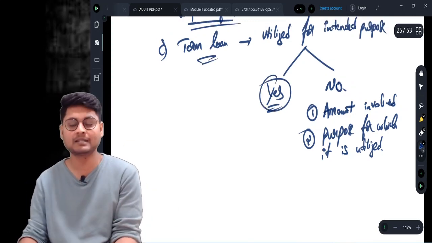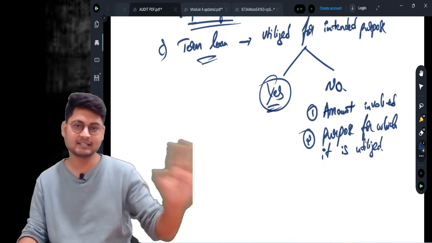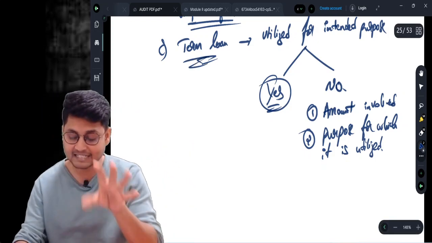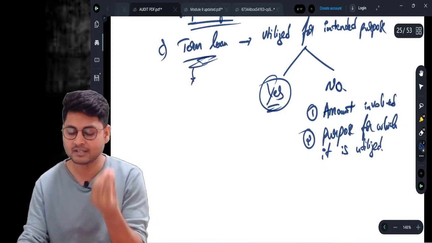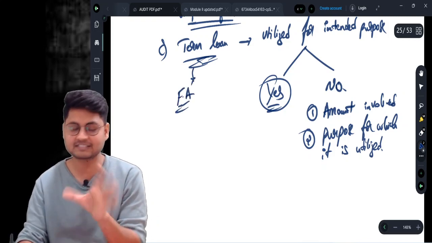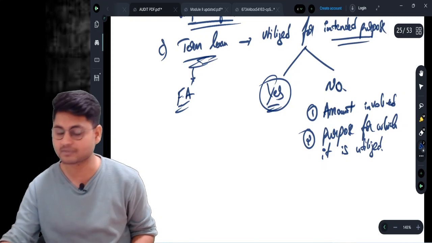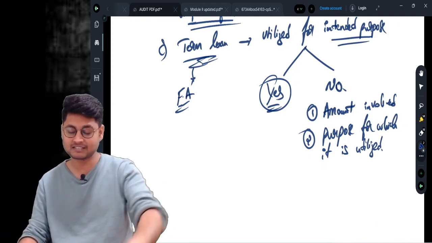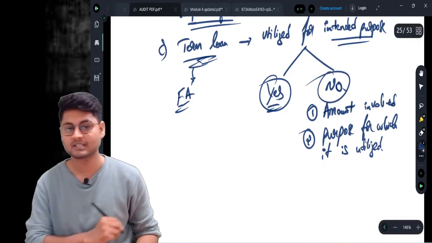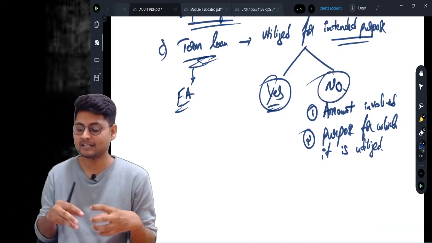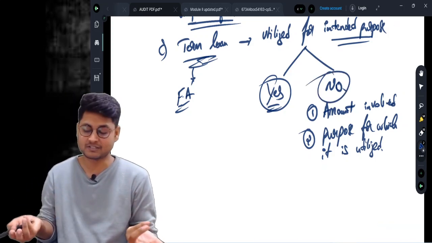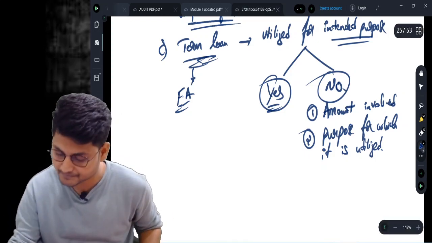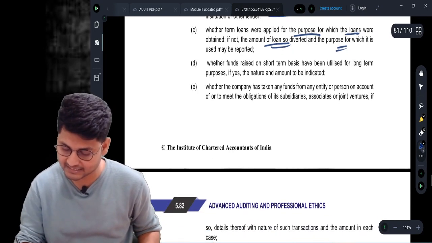Okay, term loan shall be utilized only for the intended purpose. If it is yes, and there is no problem, you can just go and report there. Yes, it is utilized for the intended purpose only, because term loans are generally taken for the purchase of fixed assets. Okay, this is the intended purpose. If the company uses this money for any purpose other than this, then come here and write the amount involved, and point number 2, the purpose for which it has been utilized. For what purpose they have actually used it, that you need to write here. Clause number C is also over.